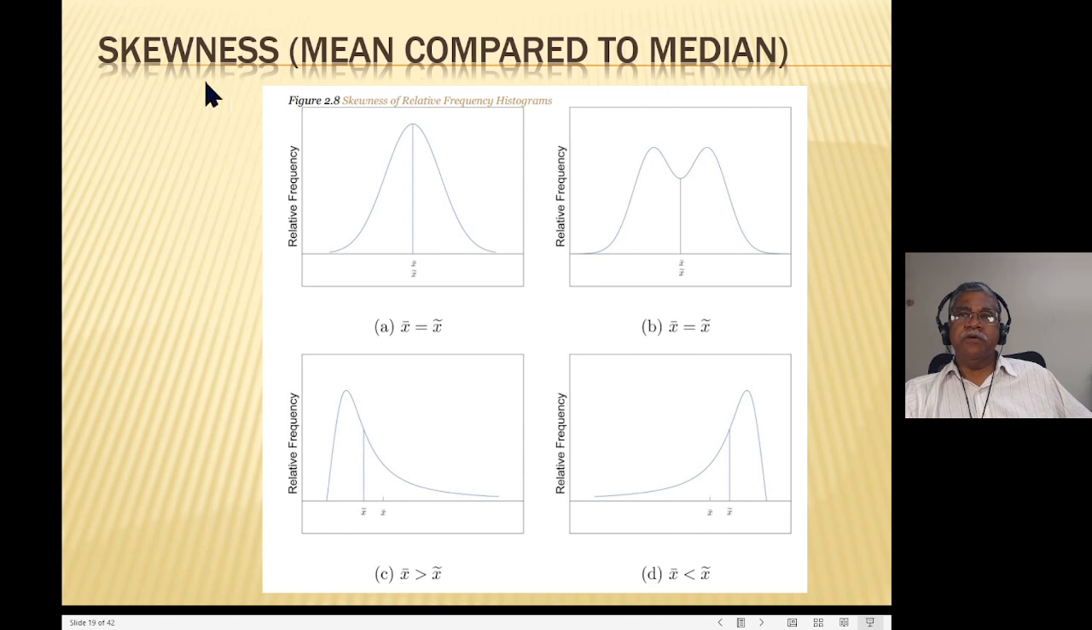Now you can also determine skewness. Again, we are looking at relative frequencies, and you look at the median, which is x with a tilde on top of it, the curvy line, and x bar is the mean. In a relative median, skew means how does the median separate from the mean? How different is it?